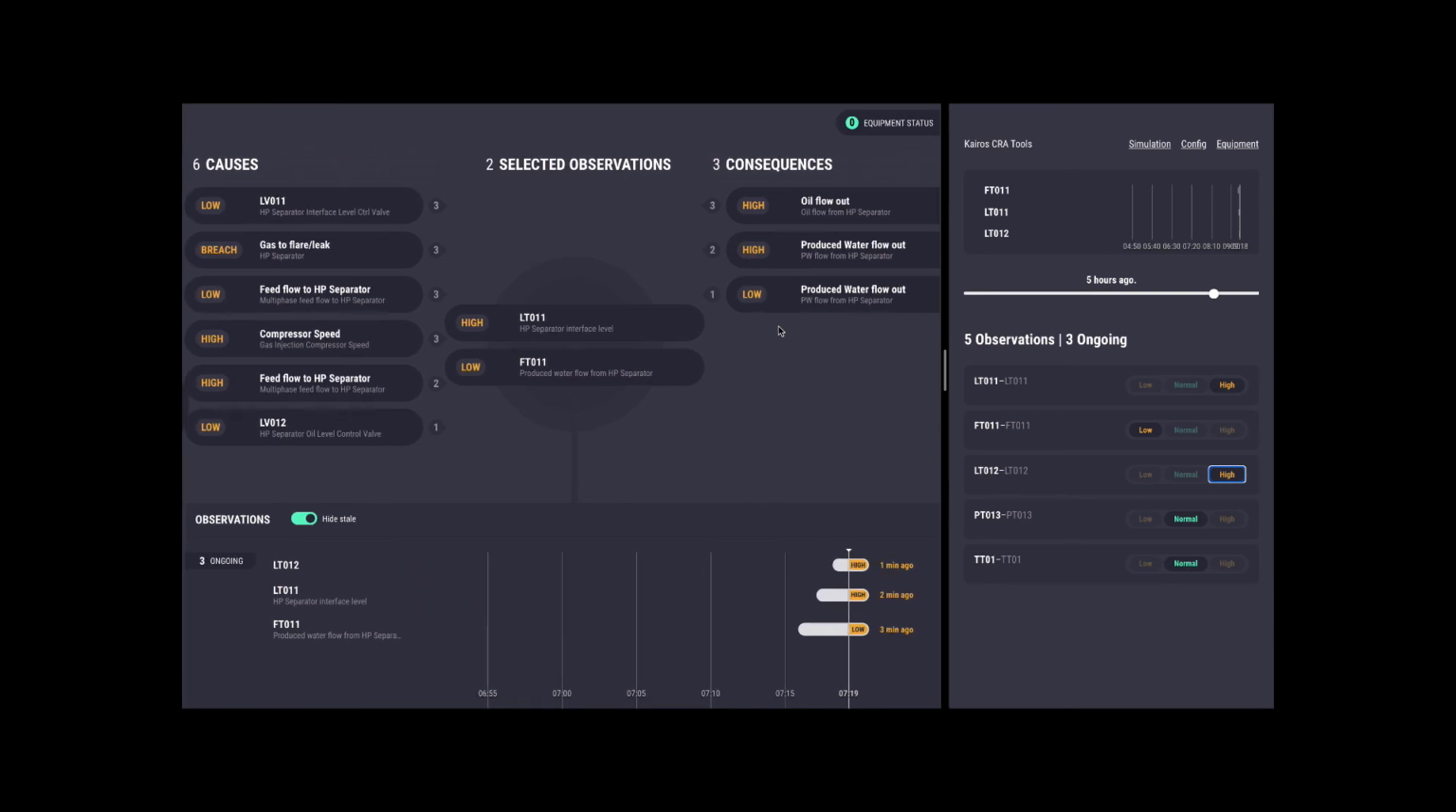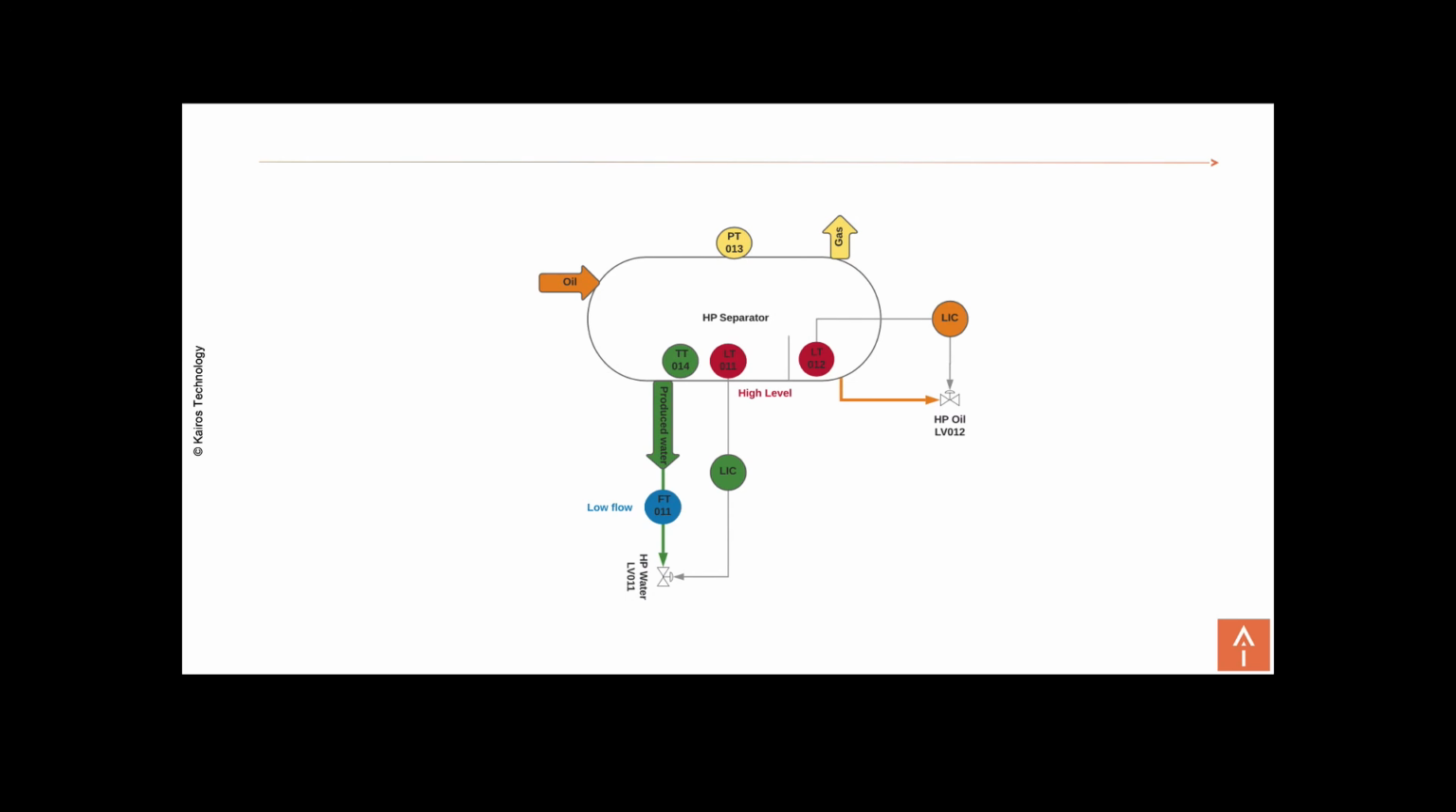So let's revisit. Essentially, we have 3 observations that point to either something related to the pressure of the separator or the valve. In this case, it is actually the valve, but in order to distinguish between the causes we have, we need additional observations. I will revisit this later.